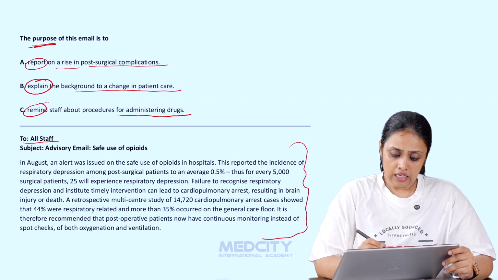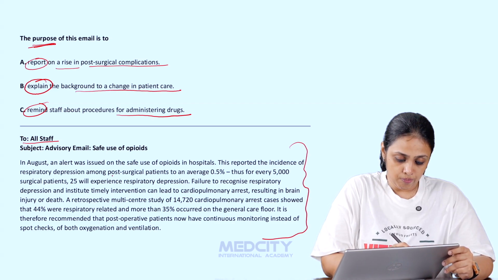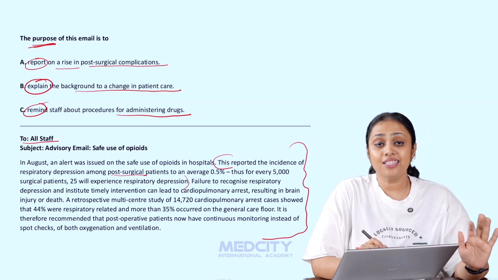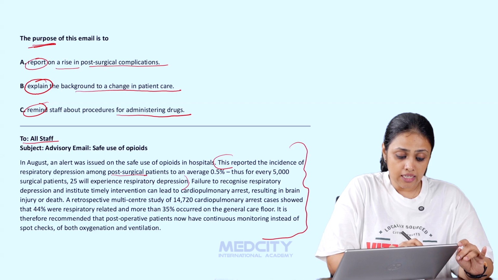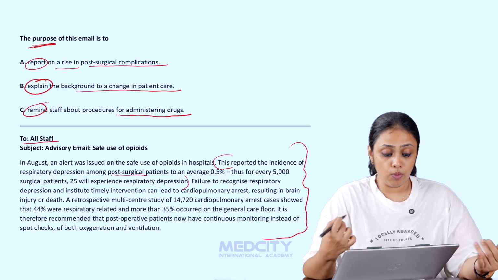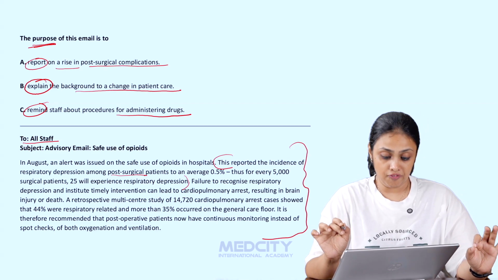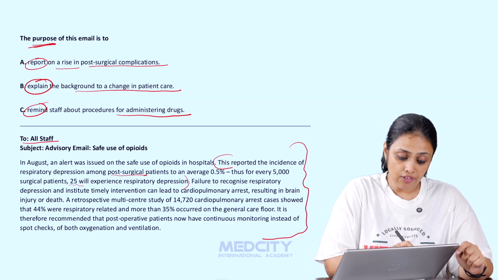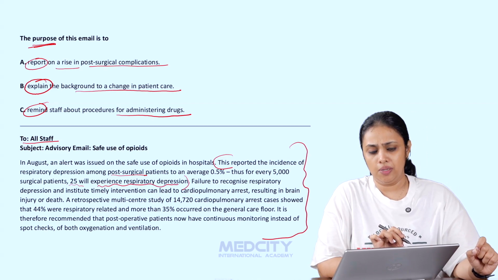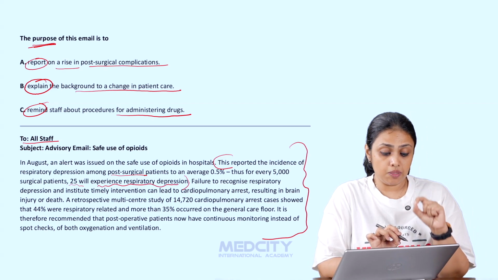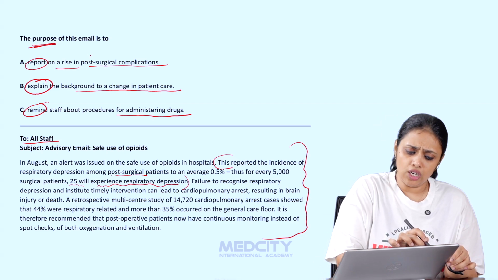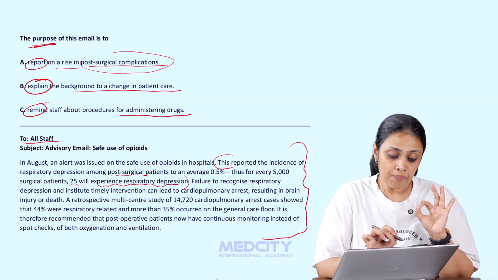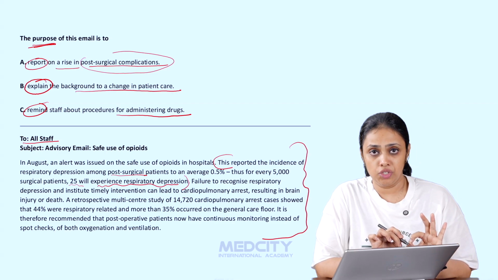Now you can see here something related to post-surgical complication and reporting regarding that. Okay. Now here it is said that there has been an incidence of respiratory depression among post-surgical patients to an average of 0.5%. Thus, for every 5,000 surgical patients, 25 will experience respiratory depression. That is, they have mentioned one post-surgery complication. In general, they have not mentioned about the post-surgery complications. One specific post-surgery complication, that is respiratory depression, has been mentioned here.